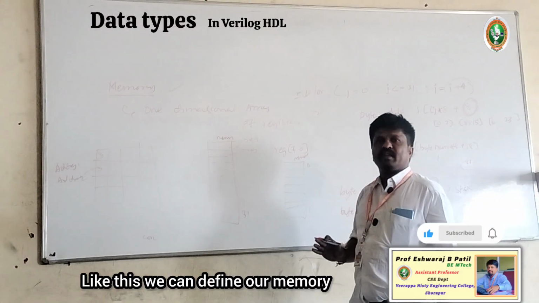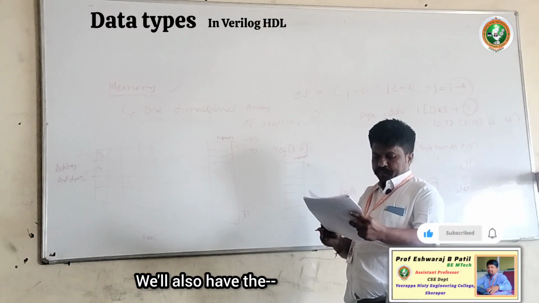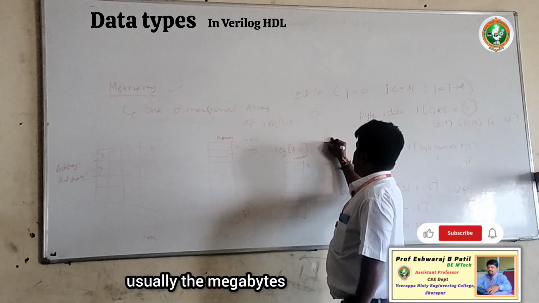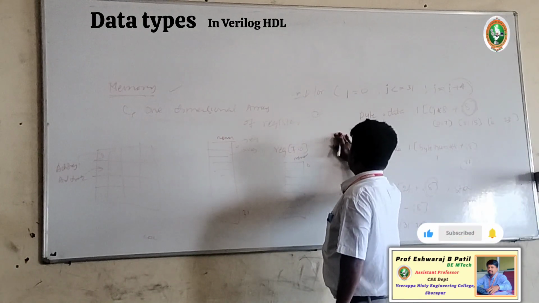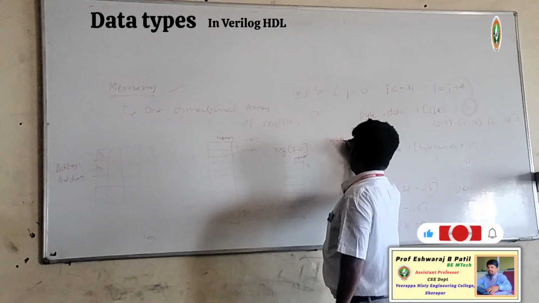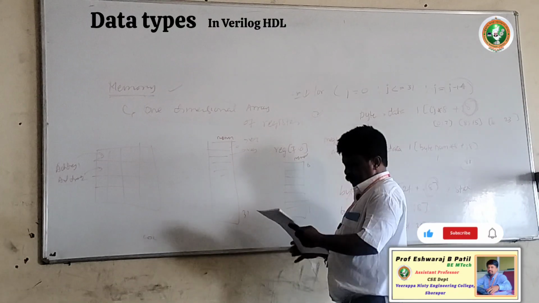Like this we can define our memory and also design our memory. We usually store in megabytes. Not mega, megabytes. We store almost everything in MB.